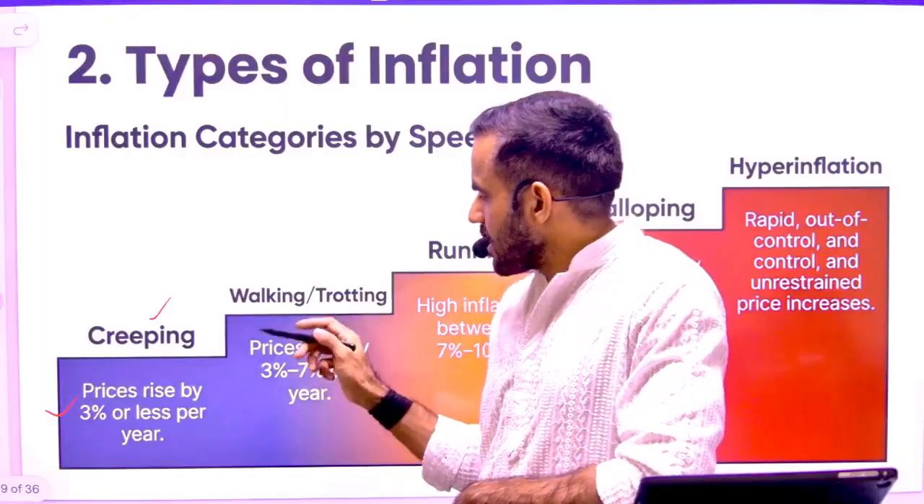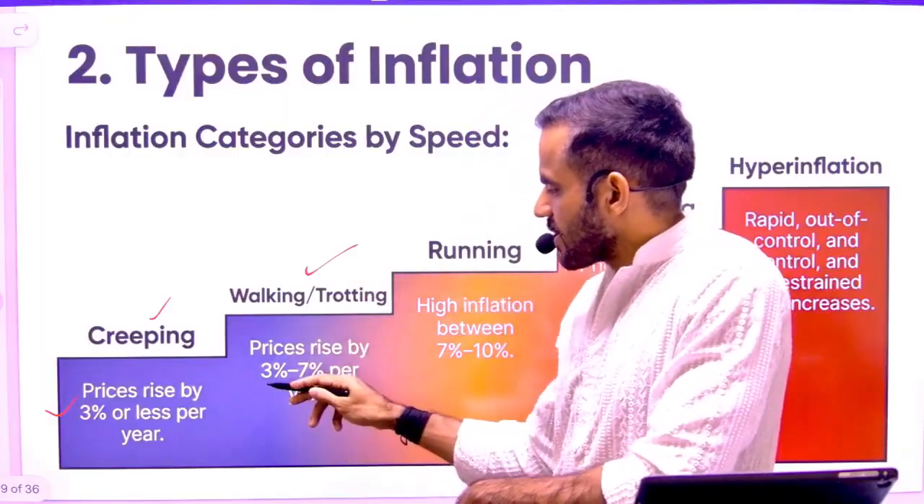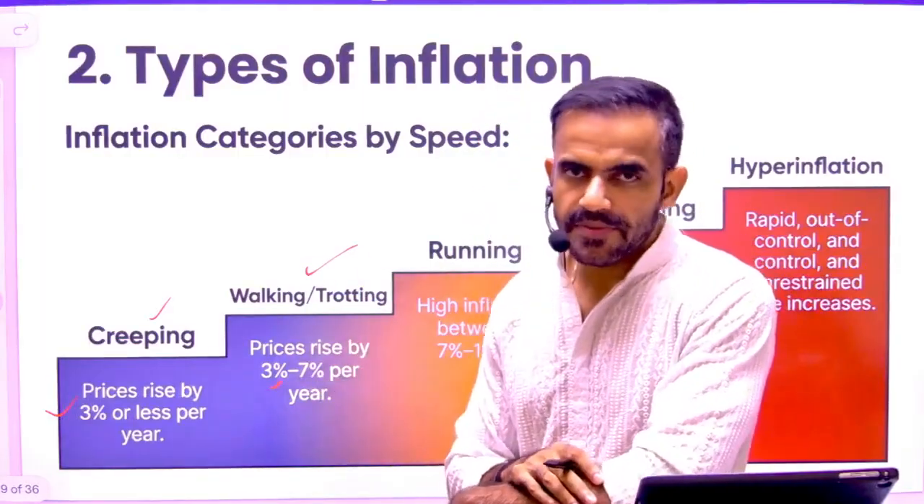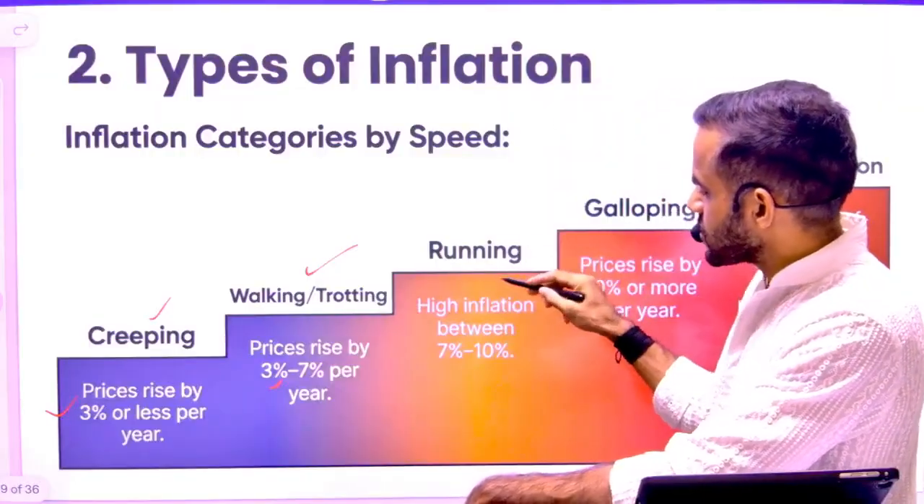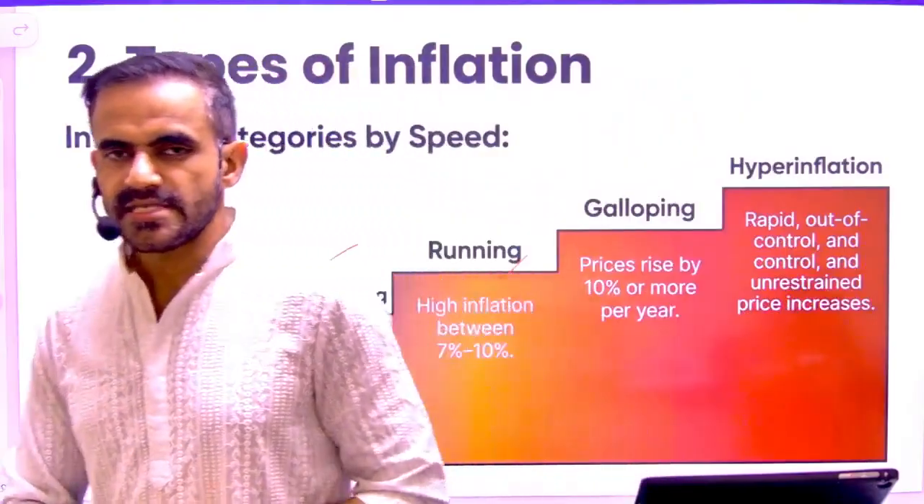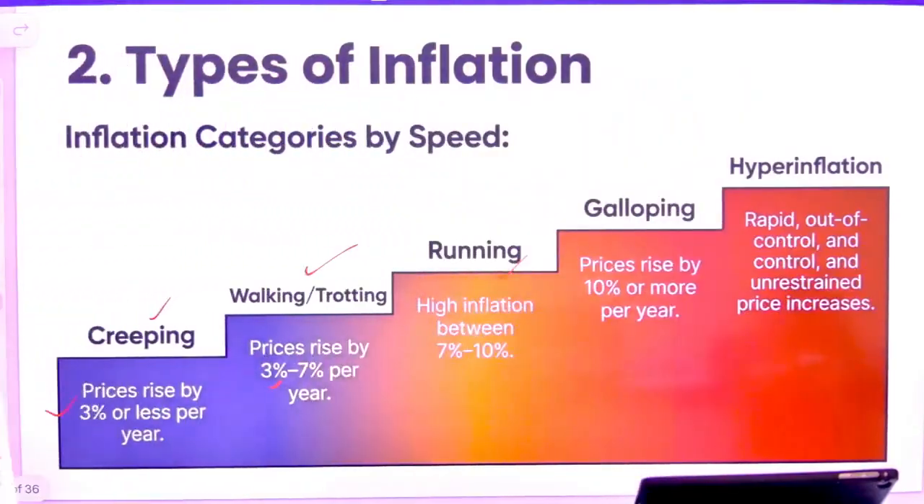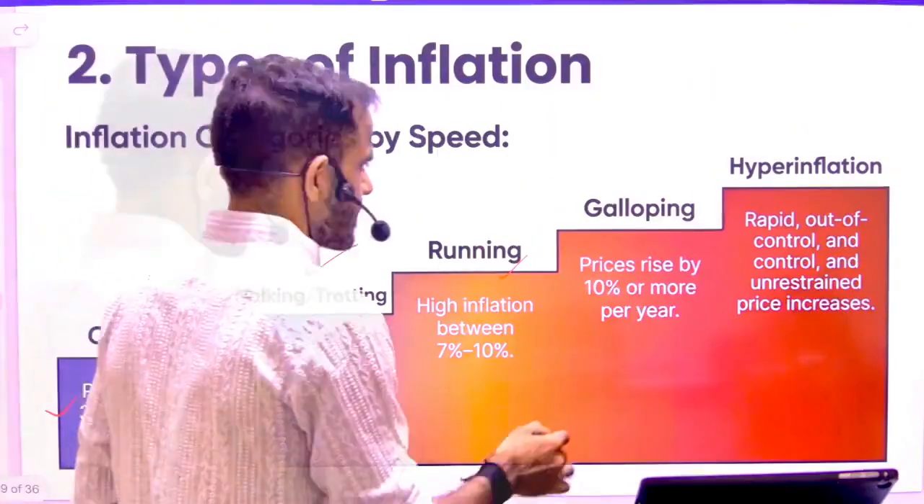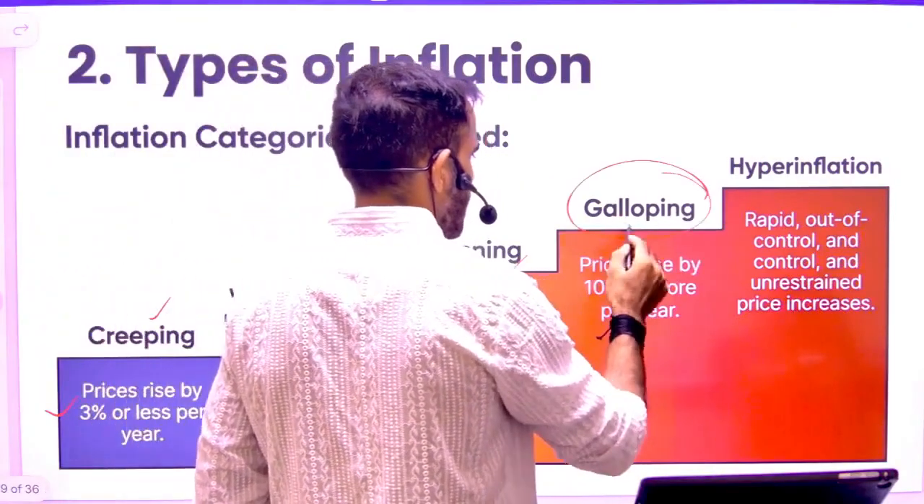Okay. Then there is walking or trotting inflation, if the rate of inflation is from 3 to 7%. If the rate of inflation is from 7 to 10%, that means in comparison to the previous year, the prices have increased by 10% this year. This is referred to as running inflation. If the rate of inflation is more than 10% per year, that is referred to as galloping inflation.